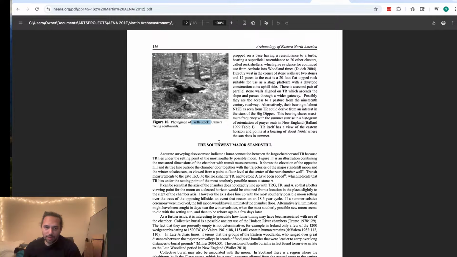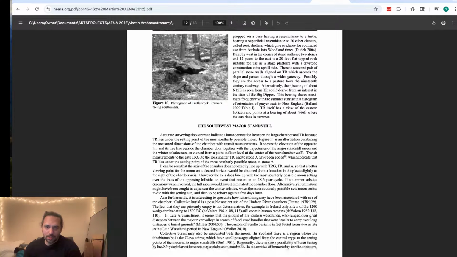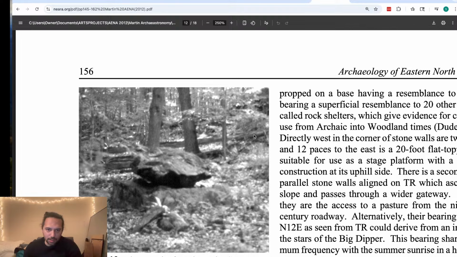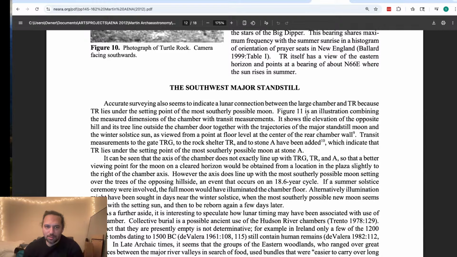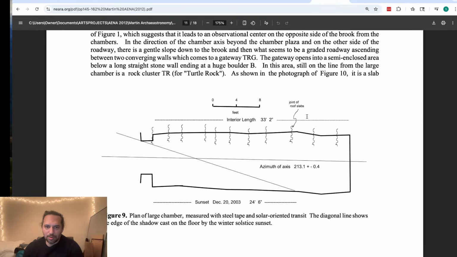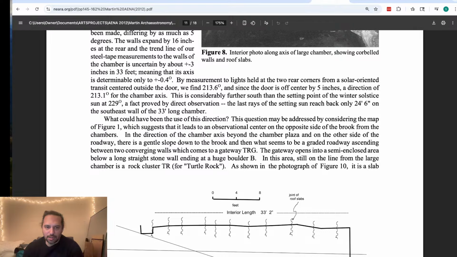Turtle Rock, photograph of Turtle Rock, camera facing southward. So there's a rock here called Turtle Rock. Let me see. Can I zoom in on that? Look at that. I like that. Turtle Rock. Yeah, so if I go up to this place, I'd have to find all these rocks and then piece this paper together, which could be fun. It could be a fun little project. So TR, I guess. Does TR mean Turtle Rock? Yeah, TR for Turtle Rock.